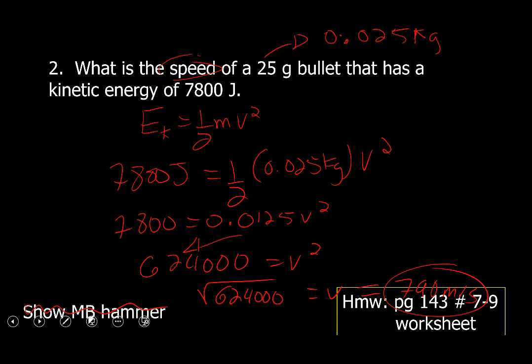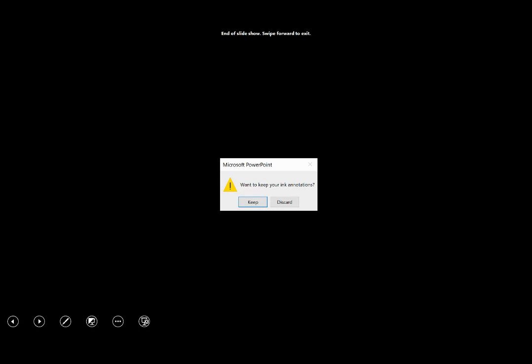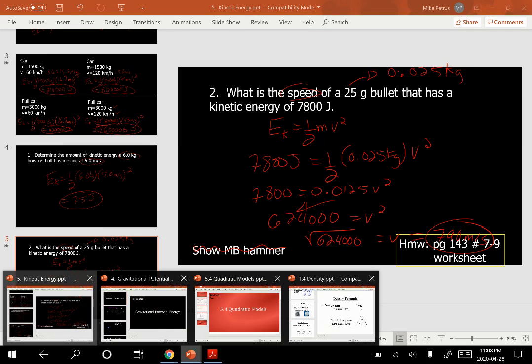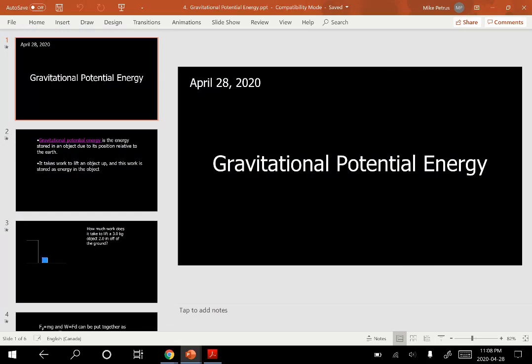You could ignore that homework. I'm just getting you to do the worksheets that go with this. I'm going to keep those annotations, and I'm going to open up the other lesson. So that's one of the two calculations I want to show you how to do today. The other one is on gravitational potential energy.